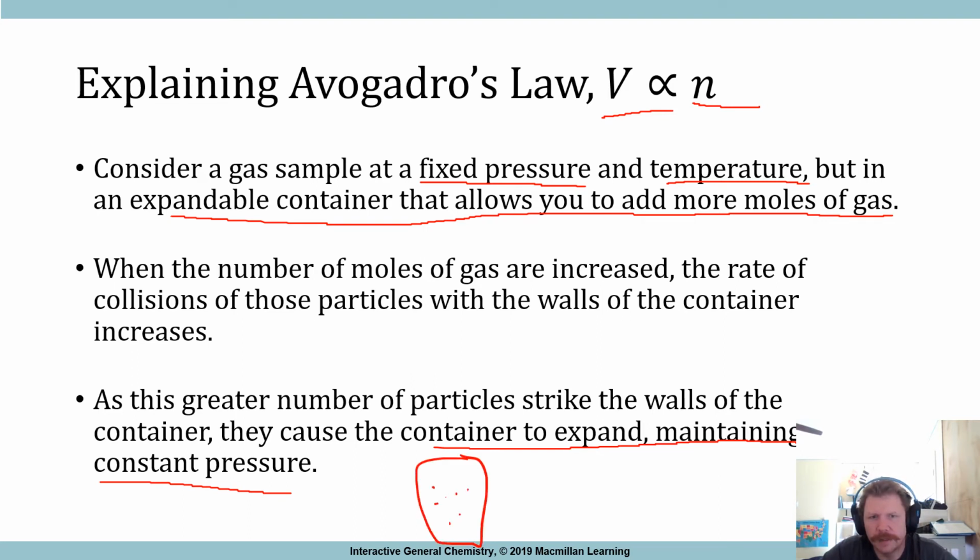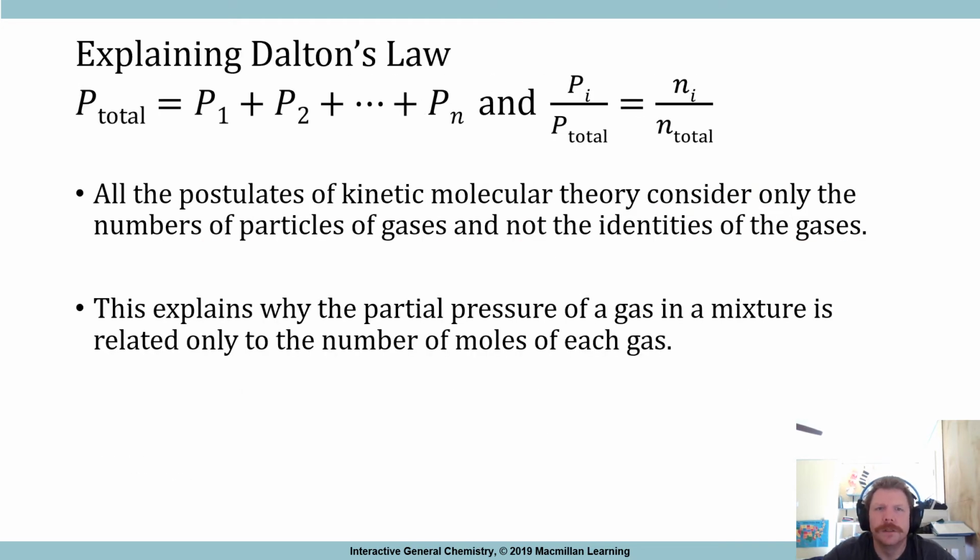So if you think about it, you've got all these dots and you have a pressure. Well, now when you add more of those dots, if this container shape or size remained the same, then your pressure would go up. But Avogadro's law says that we instead expand the container itself. So your volume goes up as your number of moles and molecules of a given substance go up. So explaining Dalton's law, all the postulates of the kinetic molecular theory consider only the number of particles of gases and not the identities of those gases. This explains why the partial pressure of gas in a mixture is related only to the number of moles of each gas.